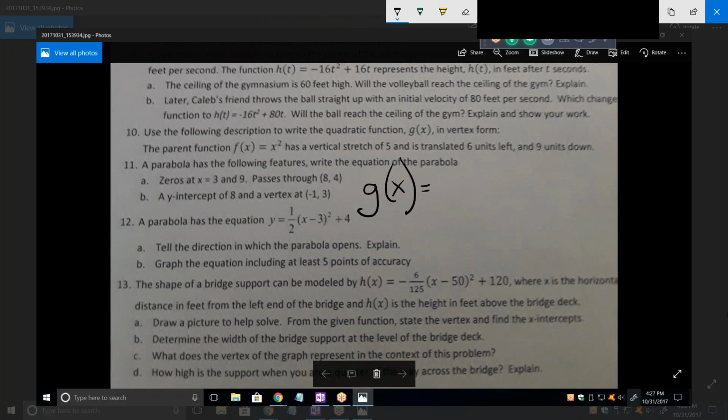So 5 times x, use left, so plus 6 squared, minus 9. Perfect.